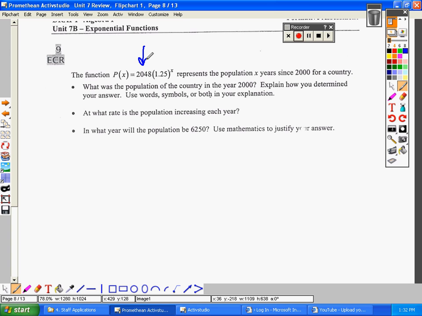At what rate is the population increasing? All right, so if it's a growth, that means that it was 1 plus the rate. So here, if it's 1 plus the rate, that means the rate must have been 0.25 or 25%.